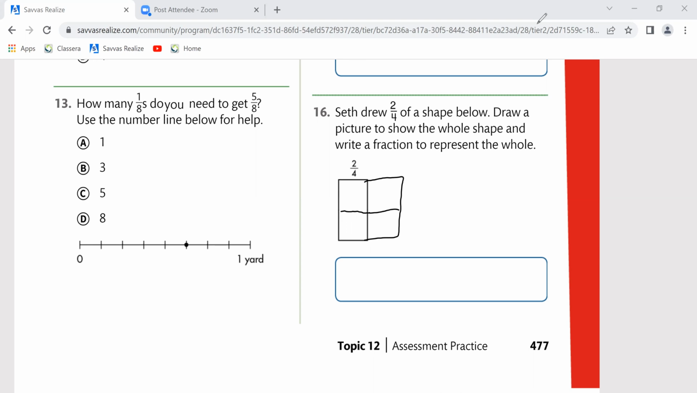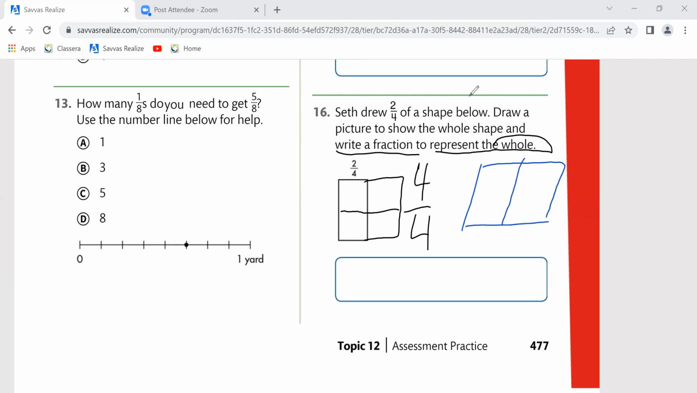Okay, and what fraction? Write a fraction to represent the whole. 4 out of 4. Okay. Next picture I draw for you. For example, you have a picture like this.